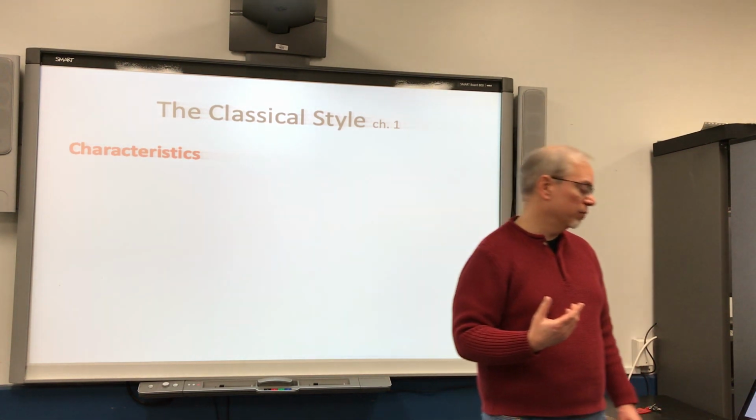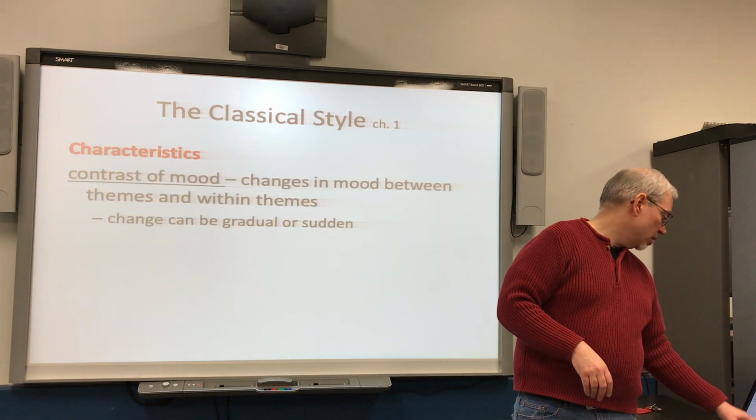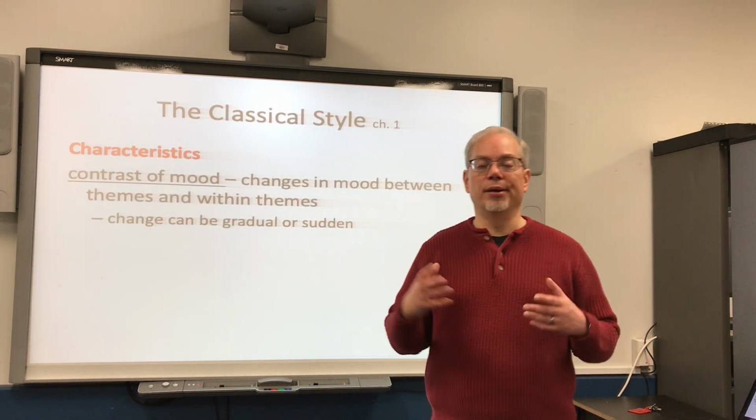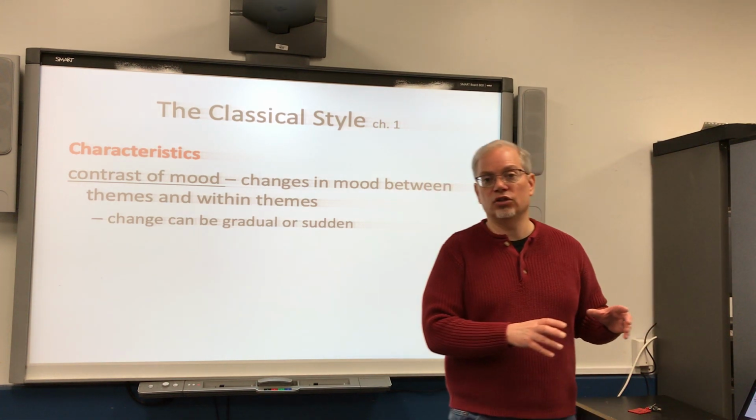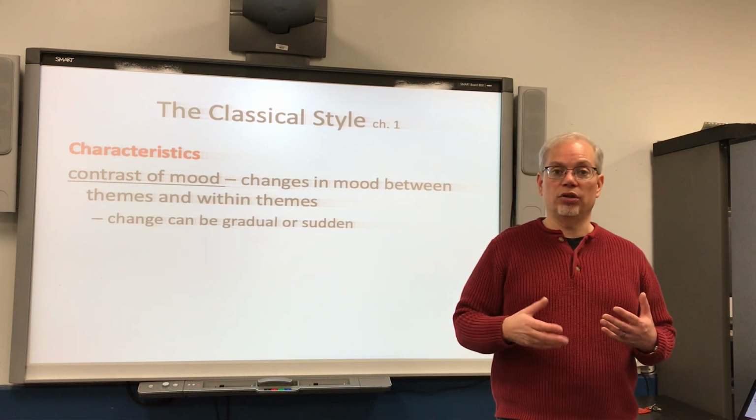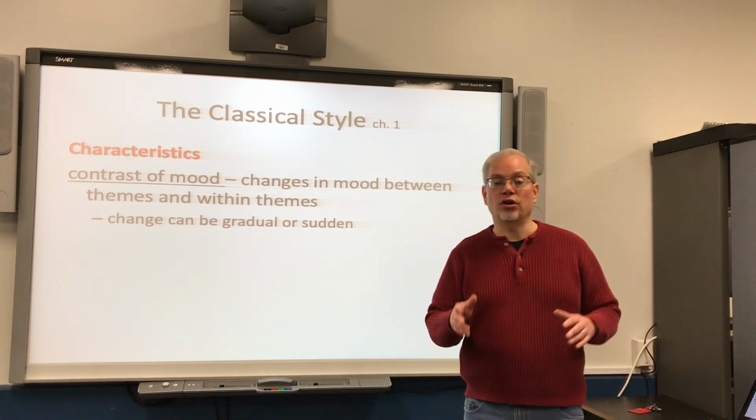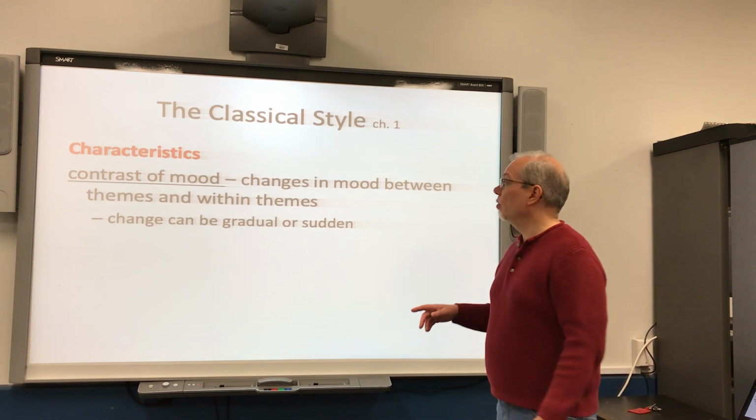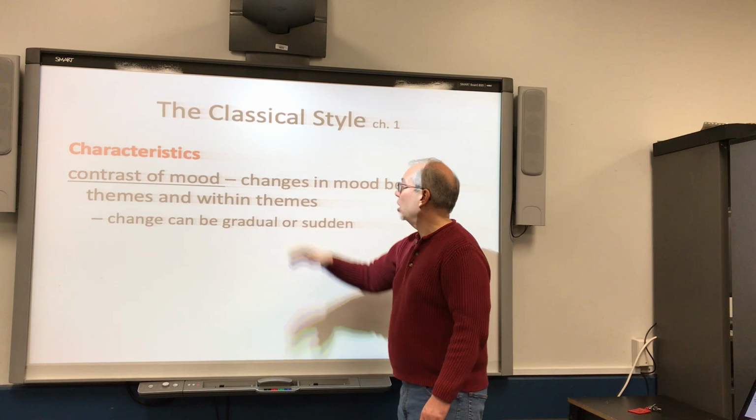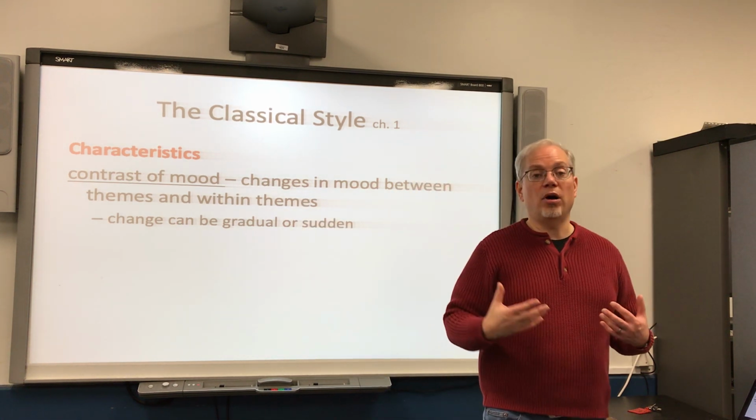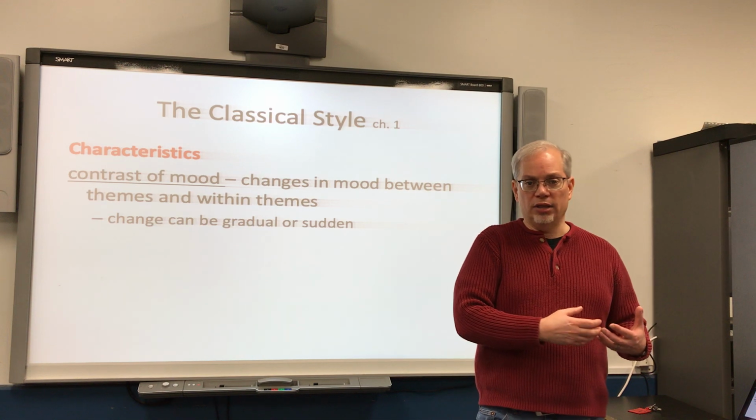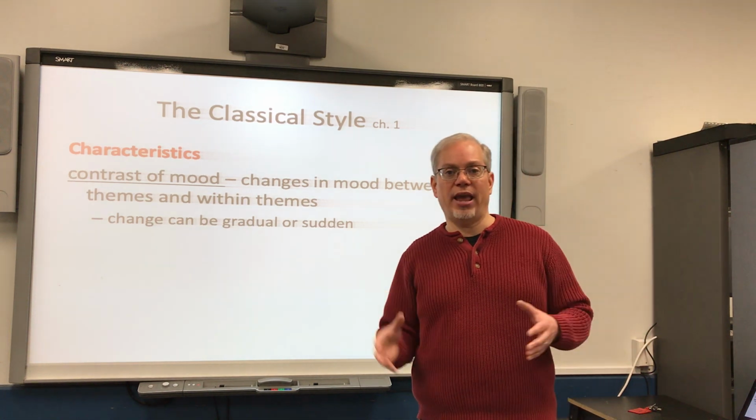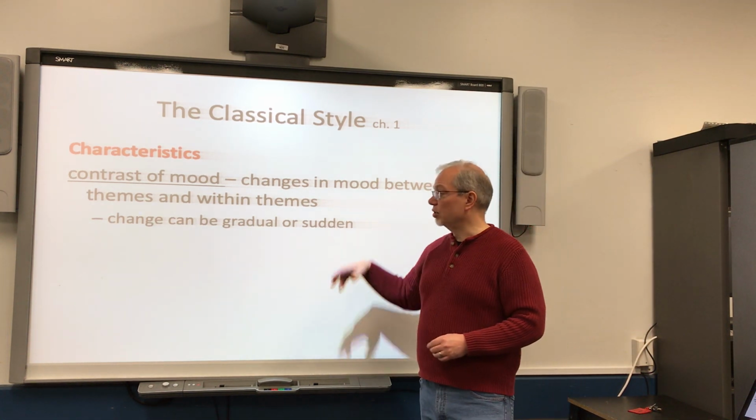So, for example, in the Baroque period, as we talked about, individual pieces or individual movements of pieces would have one mood and one mood only. You did not change moods. If it started out happy, it stayed happy. Well, in the classical style, we now have a contrast of mood. It's not only very possible, but very common for a piece to start out slow and somber, and then immediately jump cut to fast and happy. That's something they'd never done before.